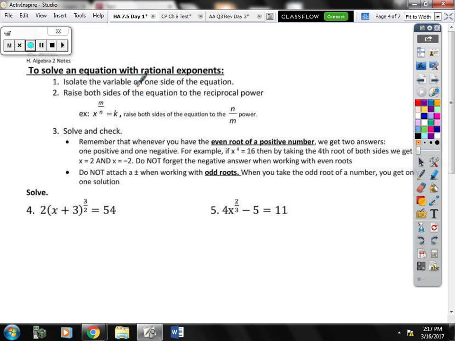We're going to isolate the variable or the quantity on one side. However, instead of just squaring, we're going to raise the equation on both sides to the reciprocal power. What that does is eliminate the exponent. So for example, if I had x to the 3/4 and I wanted to get rid of the exponent, I would have to raise it to the reciprocal power, which is 4/3.